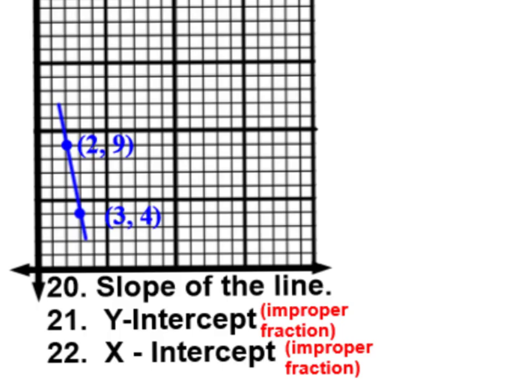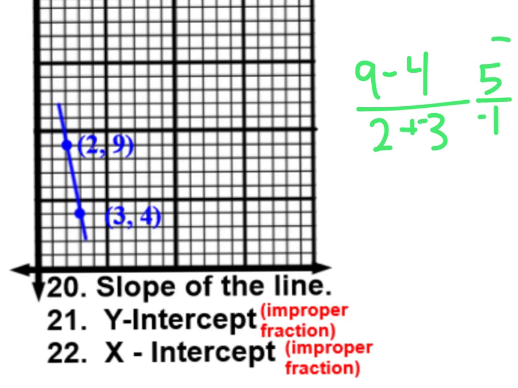All right, number 20 asks for the slope of the line. Remember, slope of the line you can do by counting, or you could take difference of y over difference of x. I'm going to do it that way, so I'm going to take 9 minus 4. That's the difference of y's in these points, and difference of x, and I have to go in that same order, so 2 minus 3. 9 minus 4 is 5. 2 minus 3 is negative 1, so my slope is negative 5.